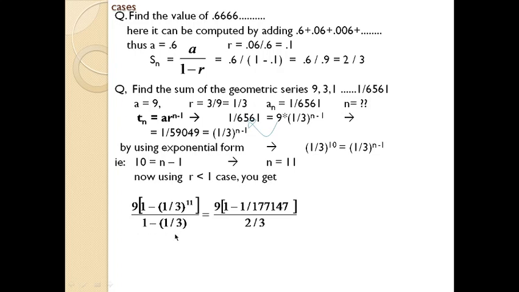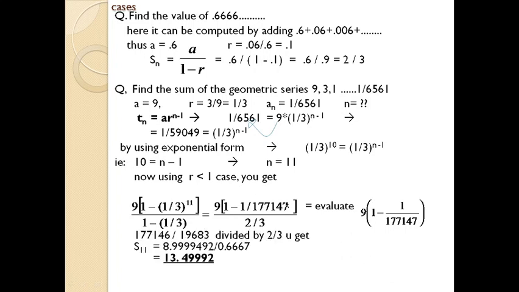Divided by 1 minus 1 by 3, by taking the factor and cross multiplying the 3 with 1 and 3 minus 1, you will get 2 by 3. By solving this, you will get 177146 divided by 19683 divided by 2 by 3. You get S subscript of 11 equal 8.9999492 divided by 0.6667. Finally, you get 13.4992.